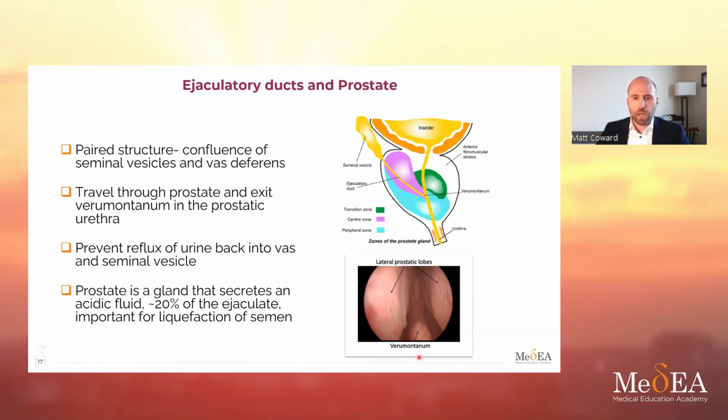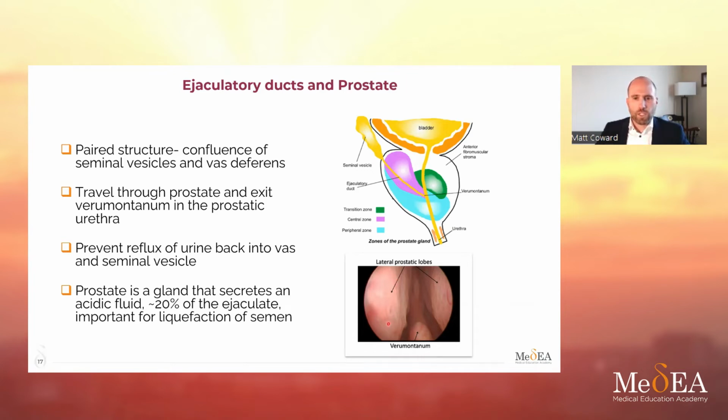So this is a cystoscopic view of the inside of the urethra. The camera would be sitting right here, looking towards the bladder. So we have the tip of the camera sitting right here, looking at the verumontanum. This is a little bump, a little ridge in the center of the prostate, which is where the ejaculatory duct is. This verumontanum at the ejaculatory duct prevents the reflux of urine back into the vas deferens and the seminal vesicle.